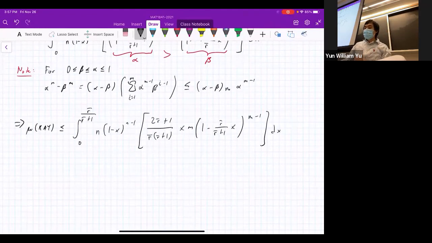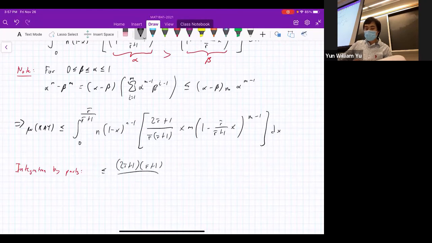You can rewrite this a little bit, and what you end up doing is an integration by parts. It's rather ugly, but you can do it. And this is going to give you that this is less than or equal to 2 times (r bar plus 1) times (r bar plus 1) over r bar cubed times nm over n plus m minus 1, which is less than or equal to 3 over r bar.